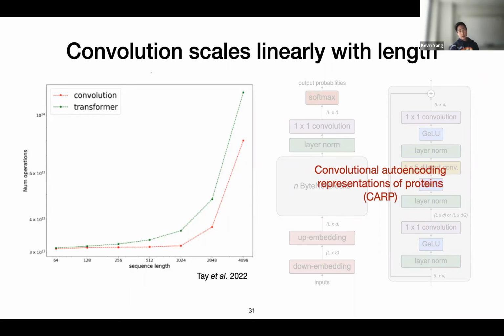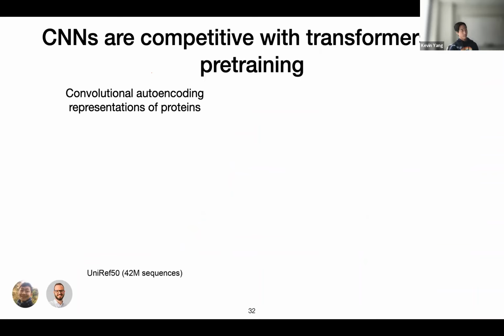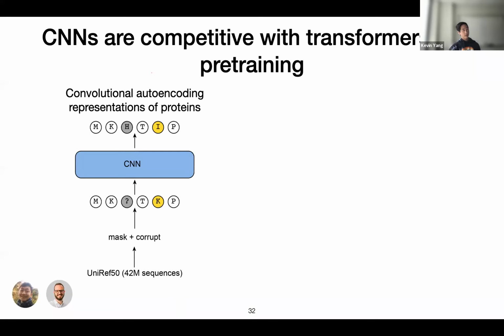And we find that pre-trained CNNs are competitive with transformers on the pre-training task. This is work done with Alex Liu and Nicolo Fusi at Microsoft Research. We pre-train on UniRef50, which is the same clustering that ESM-1b uses, but we use a different version of UniRef50 and a different split. I know that contributes to the general fracturing of these models and evaluations, but there is a reason we had to make our own split, which will be clear later. And just a reminder, the task is that we mask-corrupt, pass it through a CNN, and reconstruct the original sequence.